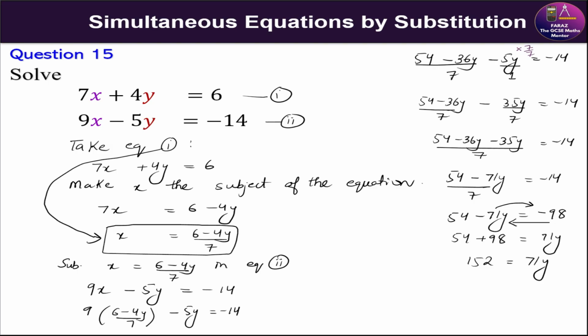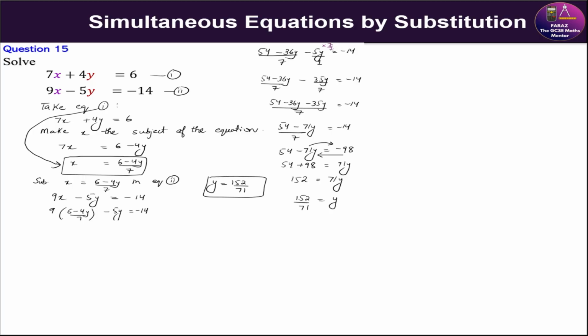And now to separate y on one side, you have to divide 71 on both sides, okay, to make this 1 there, and 1y means y, right? And 152 divided by 71, it means the value of y is equals to 152 over 71. All right, now let's calculate the value of x by substitution. So you have to substitute this y equals to 152 over 71 in the equation.